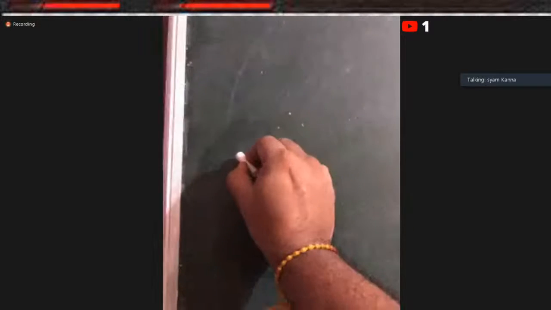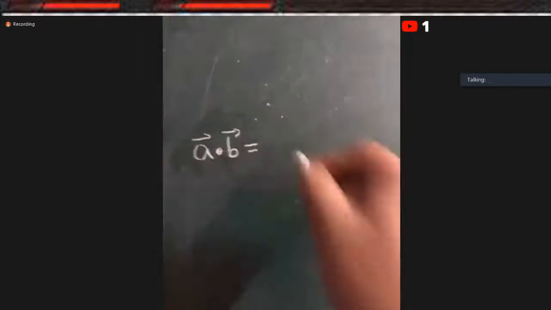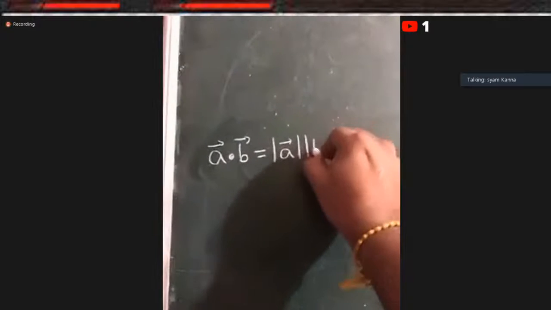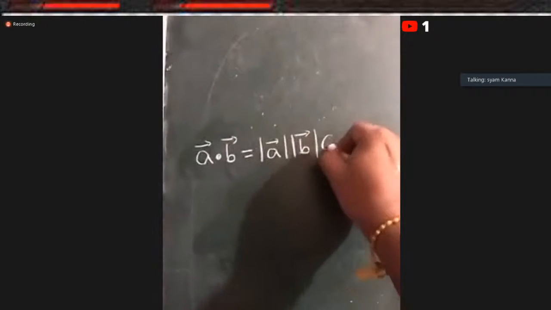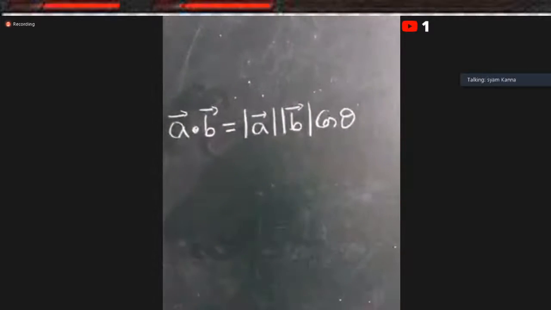Some questions he is asking on this. I will do it. See, dot product. What is A bar dot B bar? Note down. Modulus of A bar into modulus of B bar into cos of the angle between them.